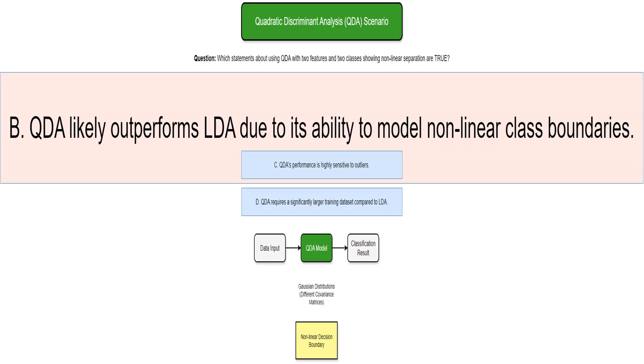Statement B is true. Because the data is non-linearly separable, meaning it cannot be easily split by a straight line, QDA, which can handle curved decision boundaries because of its separate covariance matrices per class, will likely outperform LDA, linear discriminant analysis, which is limited to linear boundaries.